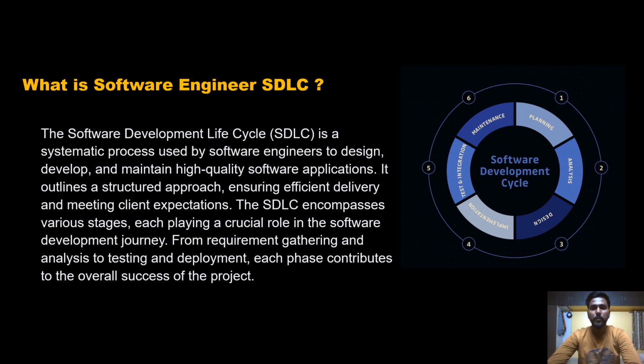The software development cycle consists of 6 stages. The first one is planning, analysis, design, implementation, testing and debugging, and finally maintenance.